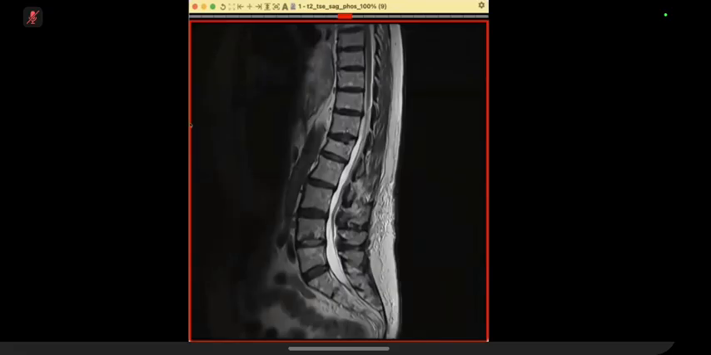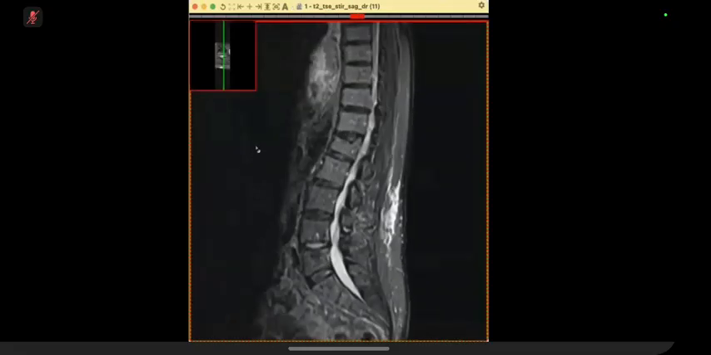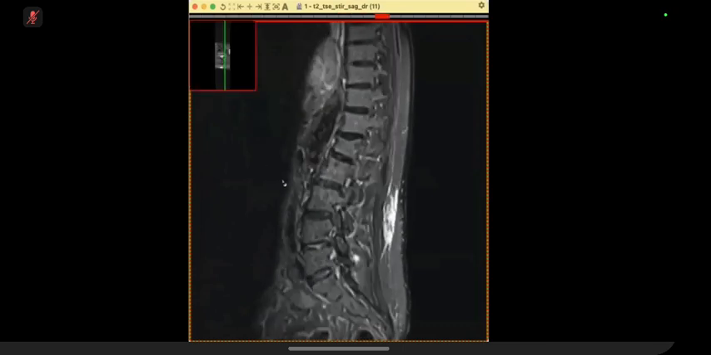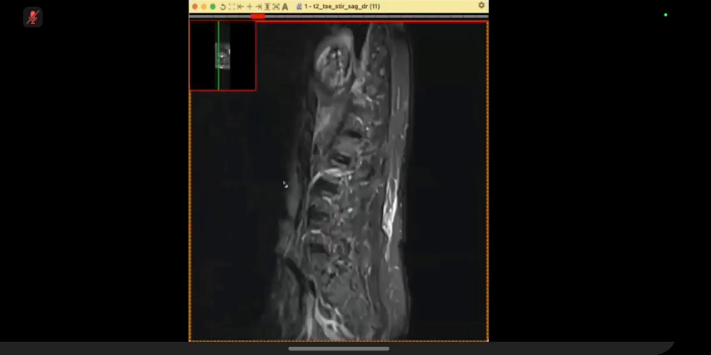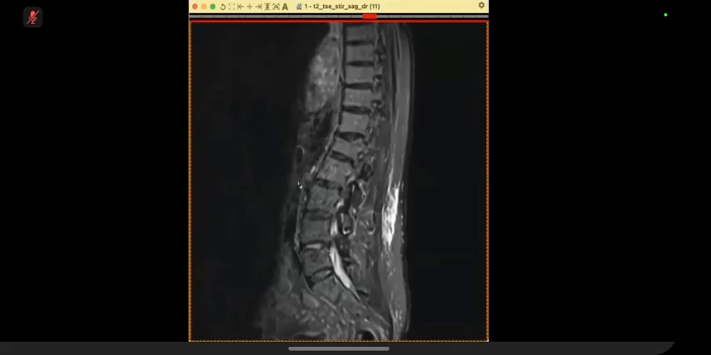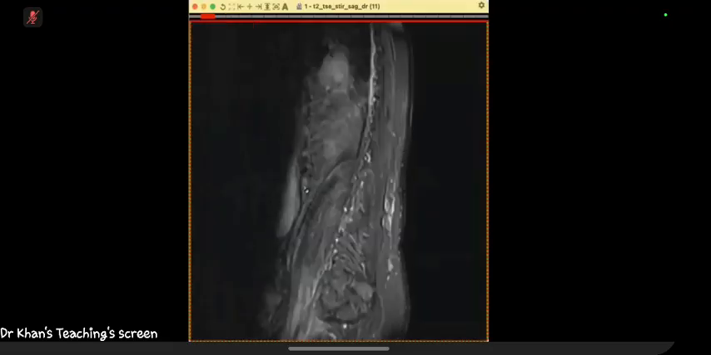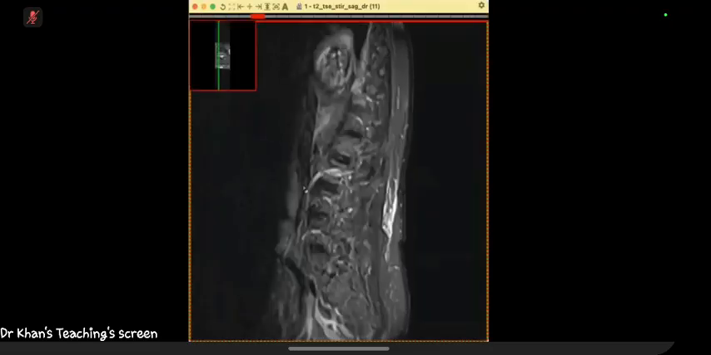So that is known as a Schmorl's node. But the intervertebral disc, this is the disc. If you are worried about it, fine, I'll take it. I'll not say that you're worried that I want to do a post contrast. It's fine. But then I was not interested, right, as an examiner.